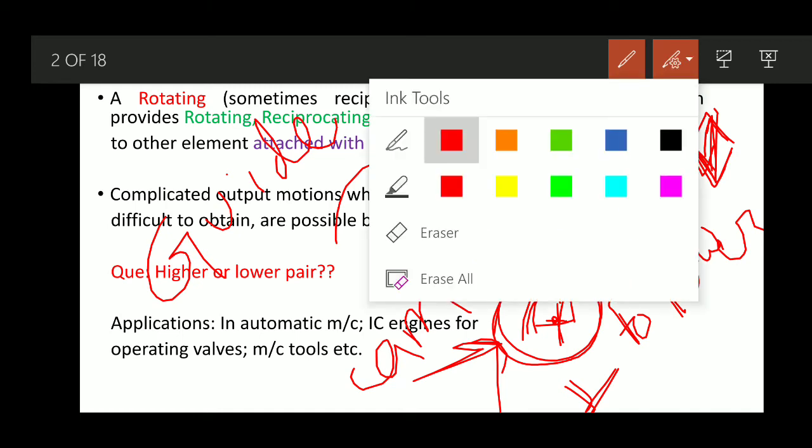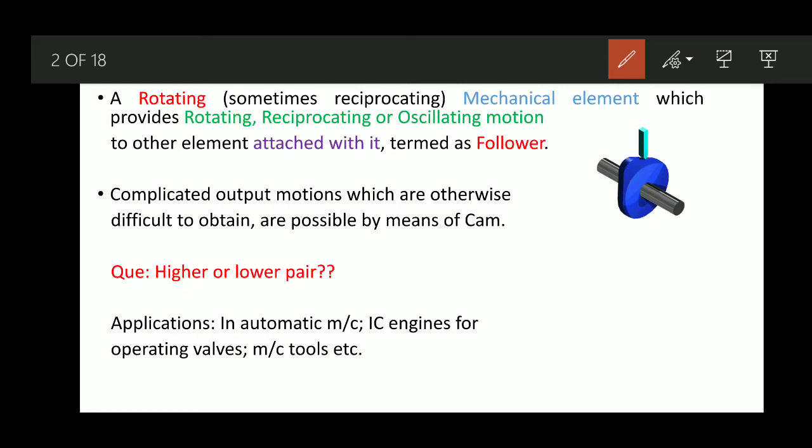As you can easily see from this figure, our follower is in contact with the cam, so along with the movement of the cam, whatever be its shape, the follower is always in constant contact on the surface of the cam. We want it to be in constant contact; we don't want the contact to be broken, otherwise transmission of the motion from the cam to the follower will not happen.